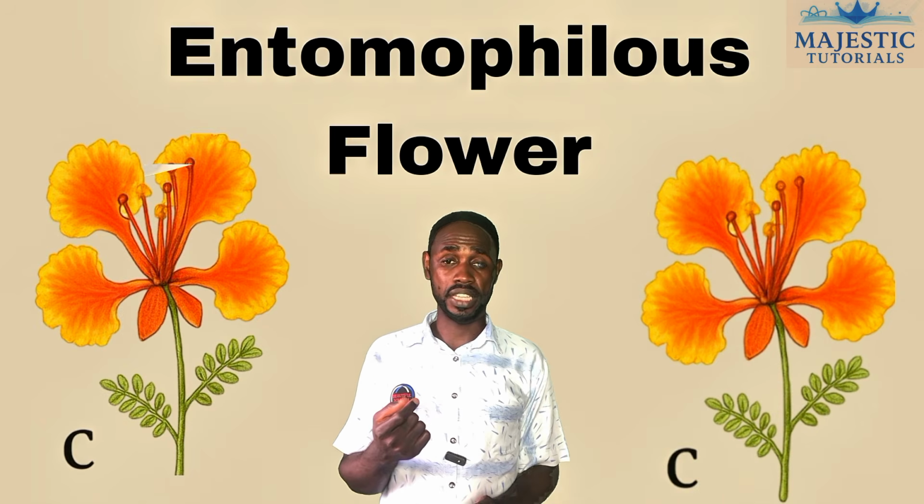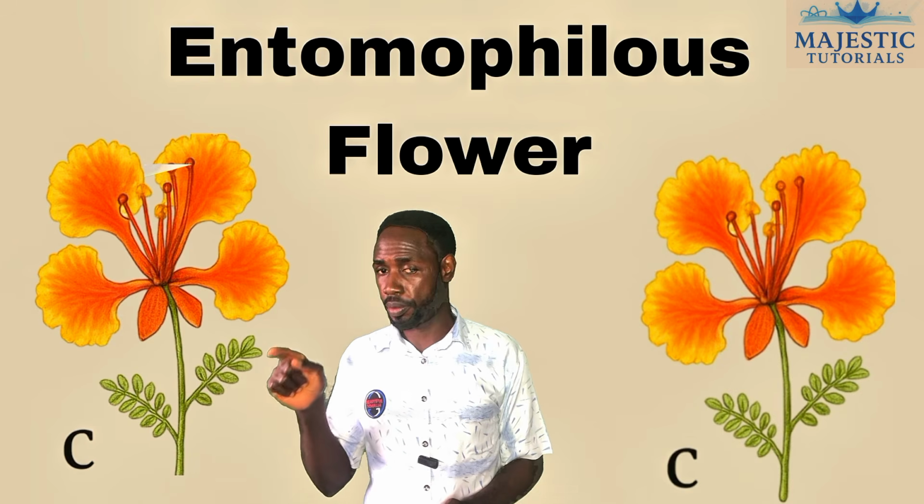What will insects do when attracted? To pollinate it. And this is why it is called an entomophilous flower. So you might be asked, what type of flower is this? You can just say entomophilous. That's the type of flower based on the agent of pollination.